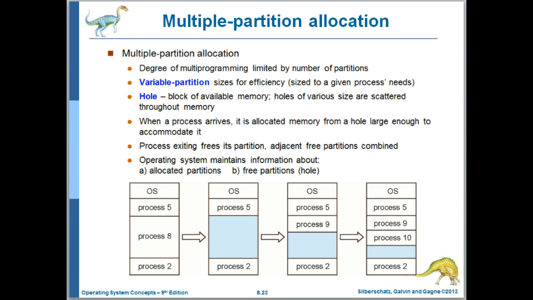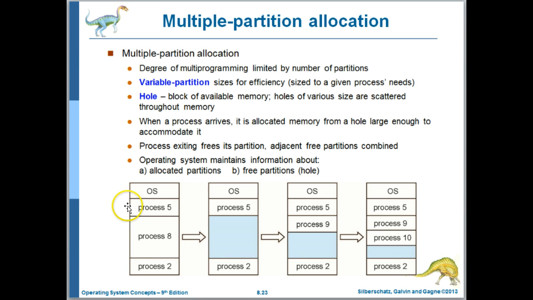Obviously, in order to multi-program the system, we need more than one memory partition. So in the view that we'll discuss here, we have partitions of variable sizes. So the partition is sized to the amount of memory needed by the process. A hole is a block of available memory. Typically, we'll have some number of holes throughout the system as processes terminate. Adjacent holes can be coalesced into larger holes.